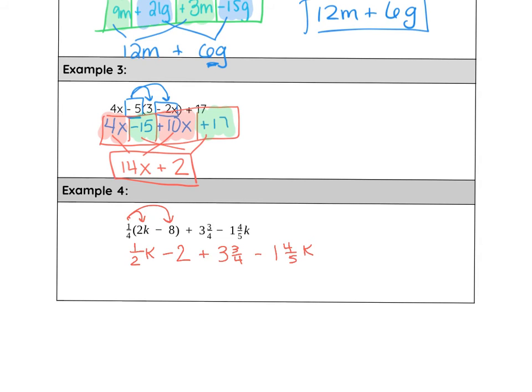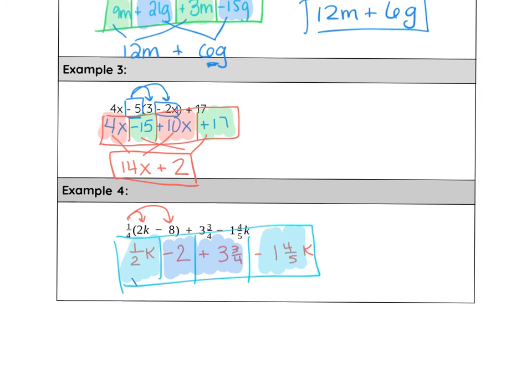All right, split up your terms. Find the terms that are like. Let's see, this one and this one because they both have k, and then these two in the middle because they both don't have anything.